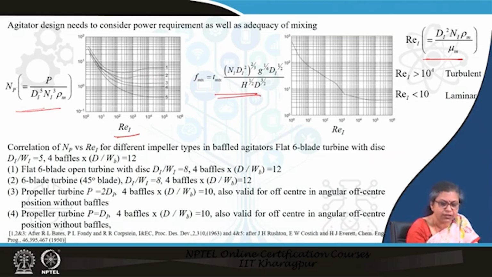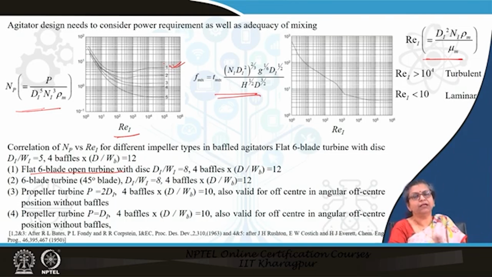These graphs are for different sorts of turbine impellers and propeller turbines. Normally we would be opting for the flat 6 blade open turbine, and so we will be referring to graph 1. Now, one thing you have to remember, not only in design but everywhere in chemical engineering: if you are going for any empirical correlations, then it is very important that you know the units of each and every parameter that you are using here.